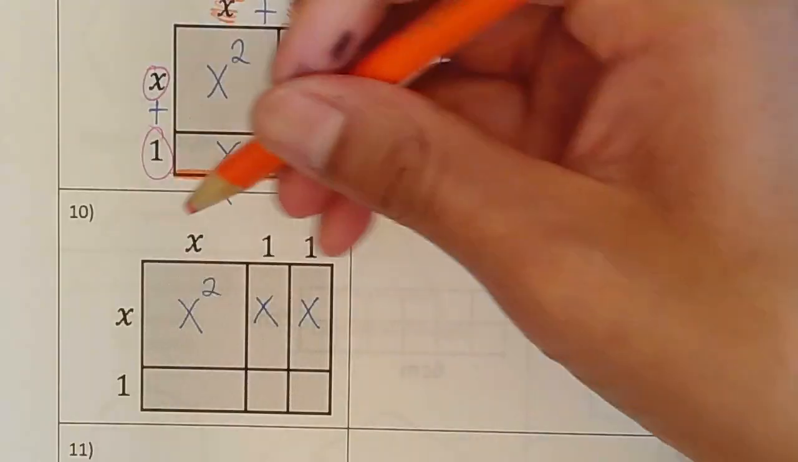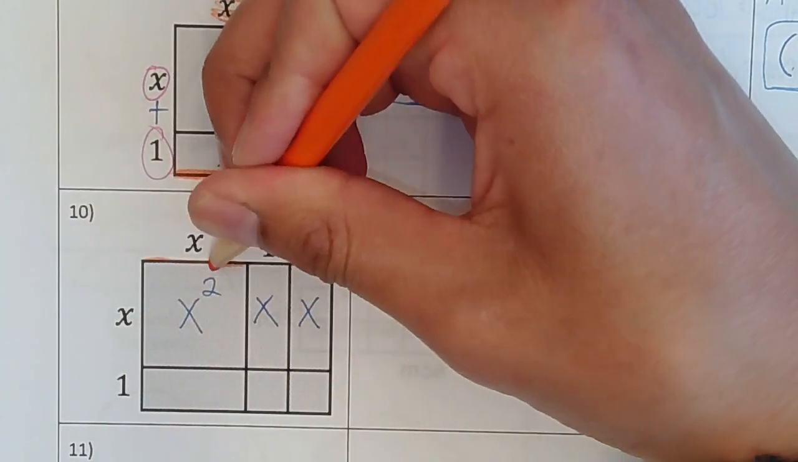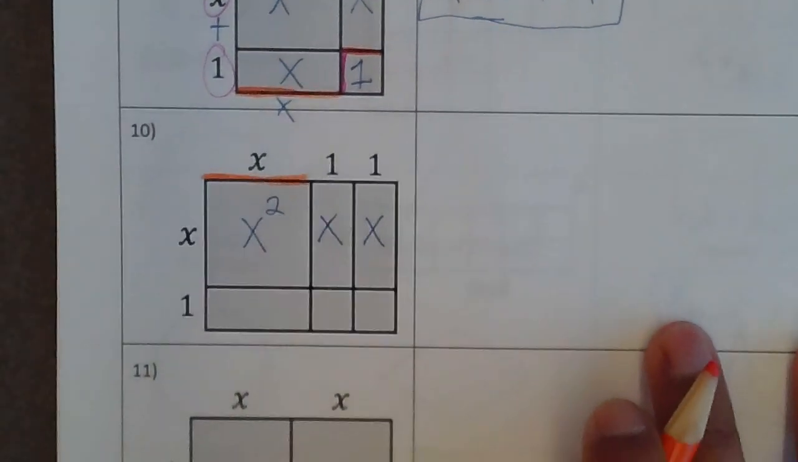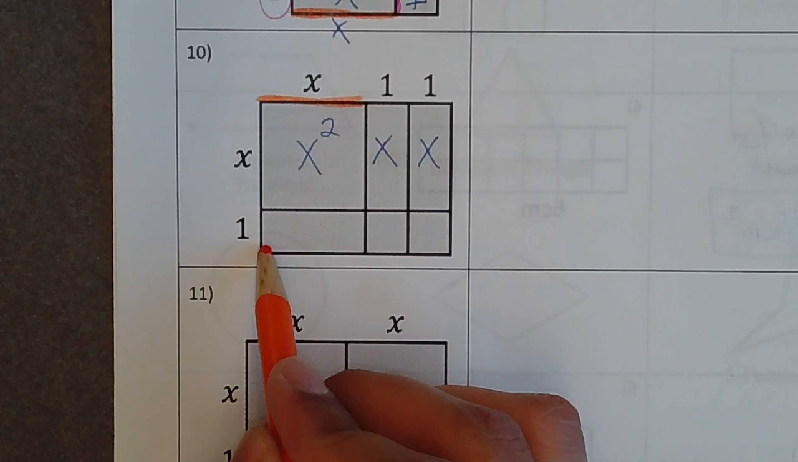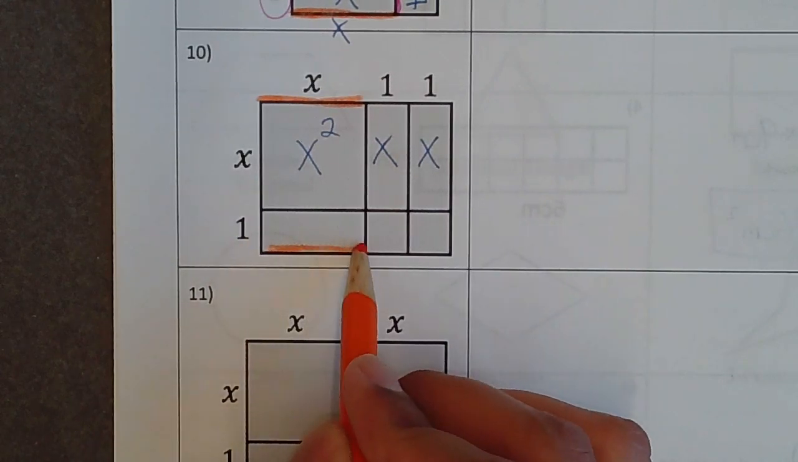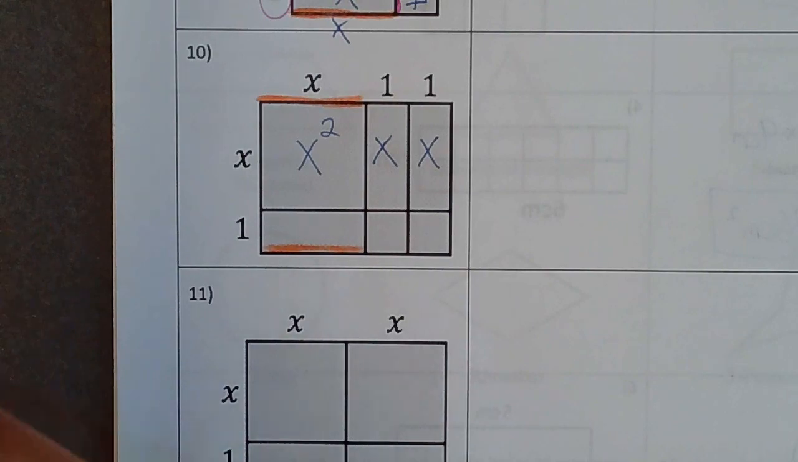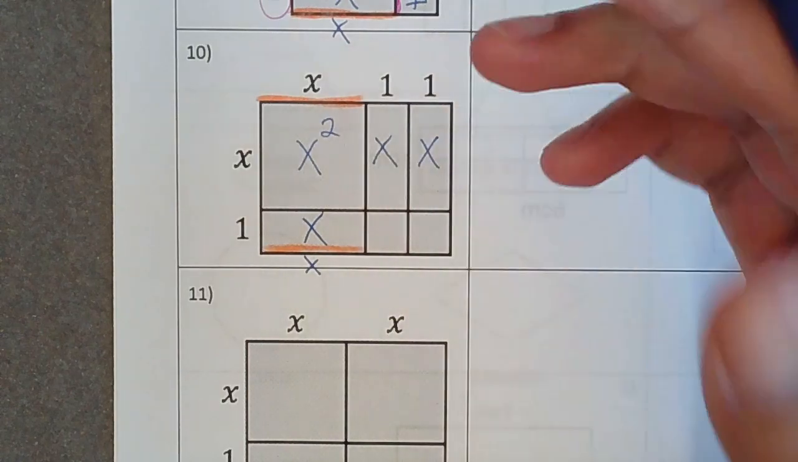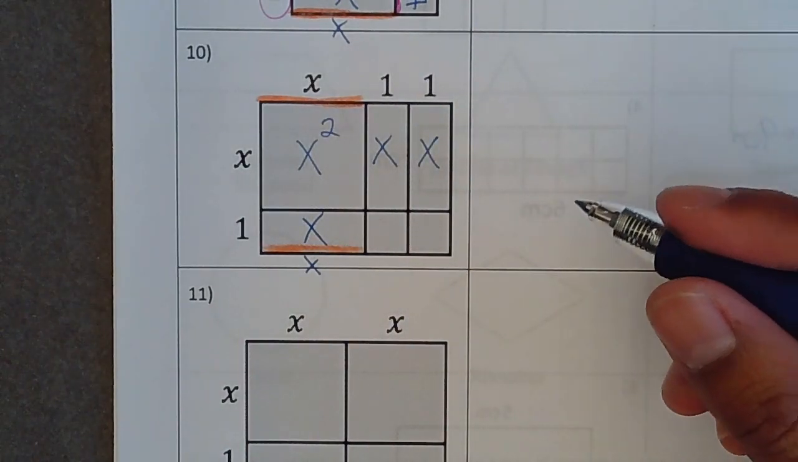Doing that same coloring I did for number 9, I have this side up here that has a length of x. So this bottom side is going to have the exact same length. There's no reason why it's going to be different. 1 times x is going to be equal to x again. That's the area of that rectangle.